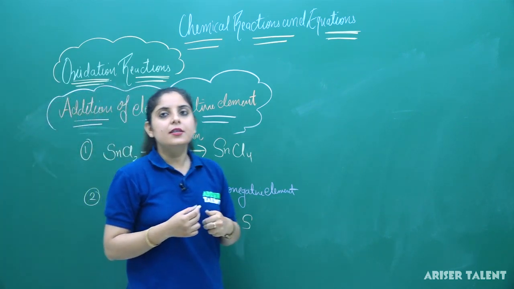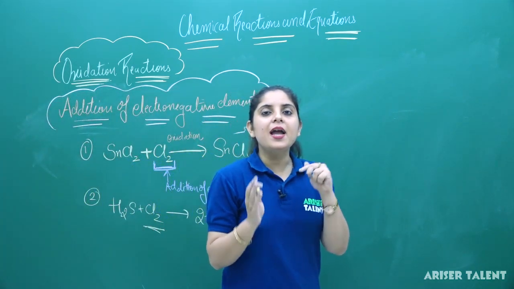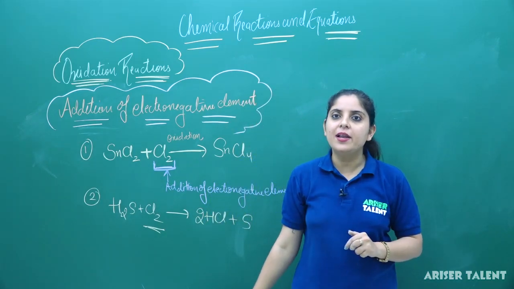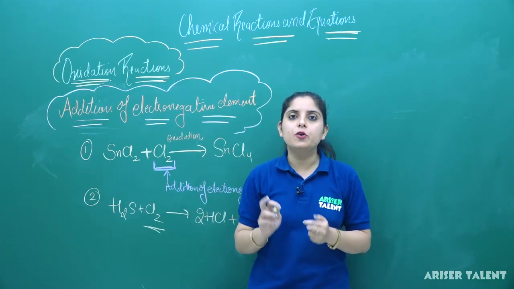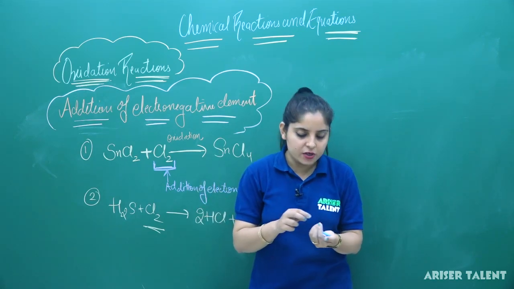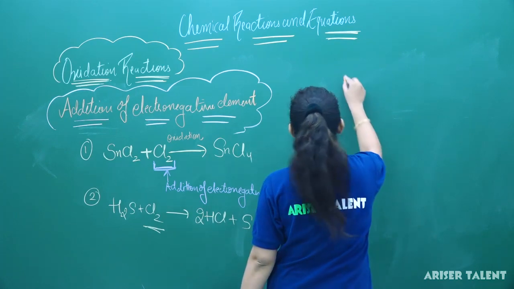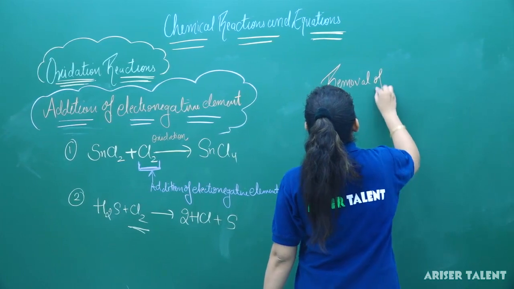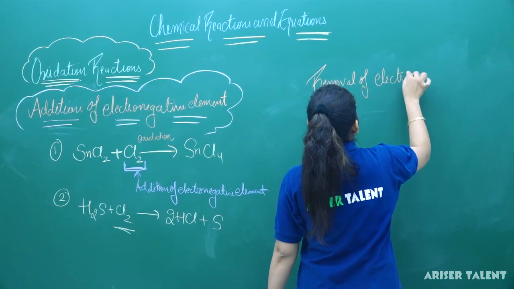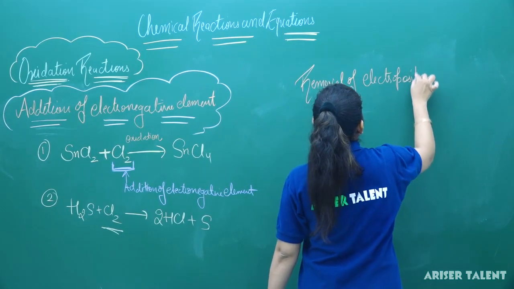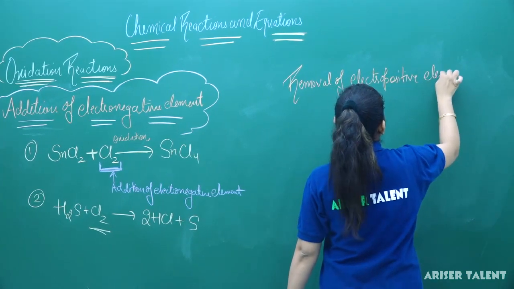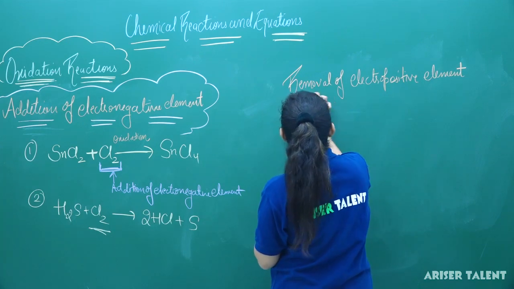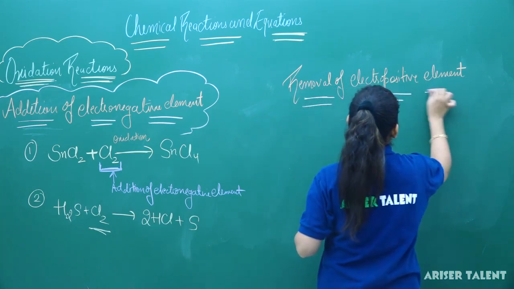Just consider the opposite case of it. If you are adding electronegative element, then you have to remove the electropositive element. So the removal of electropositive element is again oxidation. So the fourth step is removal of electropositive element. So removal of electropositive element is again our oxidation.